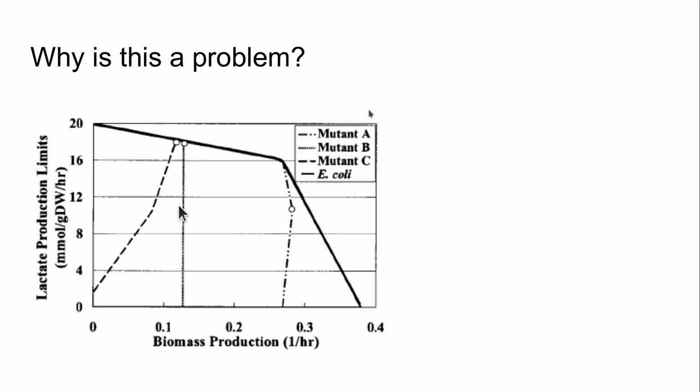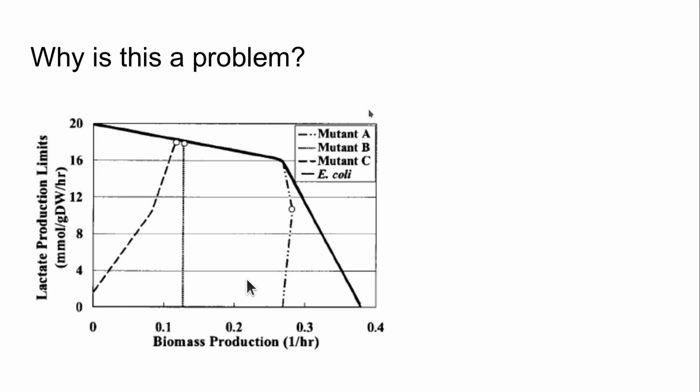Because if we look at this schematic here, we have a plot where the x-axis is biomass production and the y-axis is lactate production, which is going to be our engineering objective, right? And this thick line here is the wild type. We see that in the wild type, the faster it grows, the less lactate it secretes. And that is not compatible with our desires.